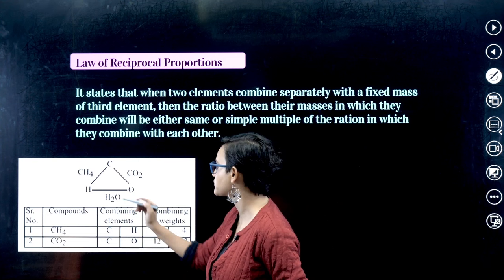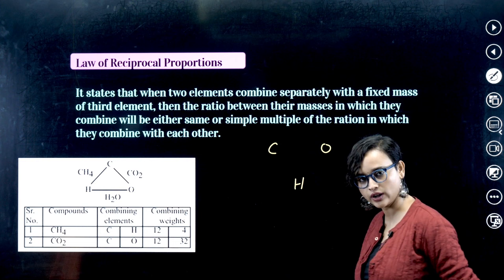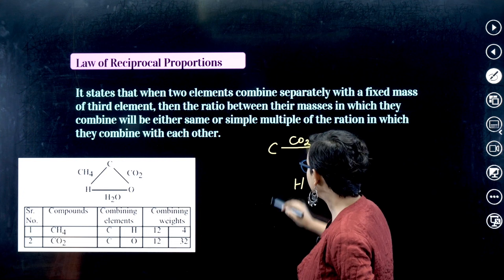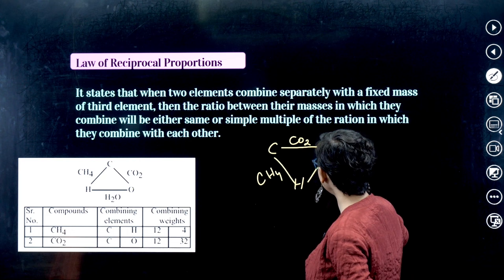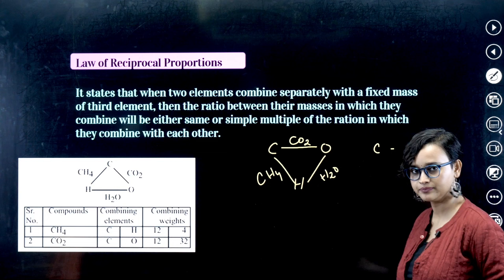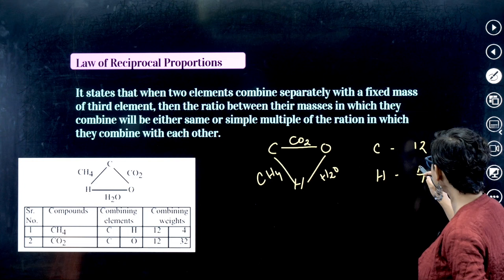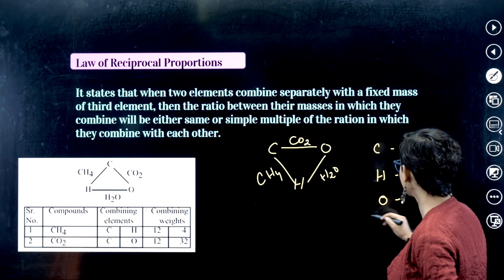Let's take C and O, and they are reacting with a third element H. C and O form CO2. C and H form CH4. H and O form H2O. Now, when the combining element is C, C is combining at 12. H is combining at, let's say, 4, because CH4. Do you see this? And O is combining at 32, O2, 16 plus 16, 32.